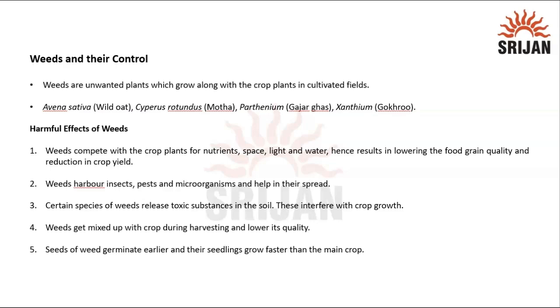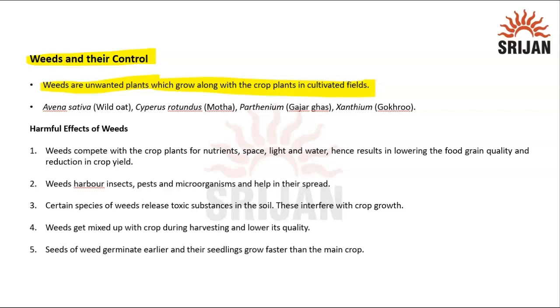Hello students. So today we are going to talk about the topic that we have with us, which is weeds and their control. We need to talk about what weeds are, and then we need to talk about how to actually control them. So first of all, weeds are unwanted plants which grow along with the crop plants in a cultivated field. So what we are talking about here is the different plants which are unwanted.